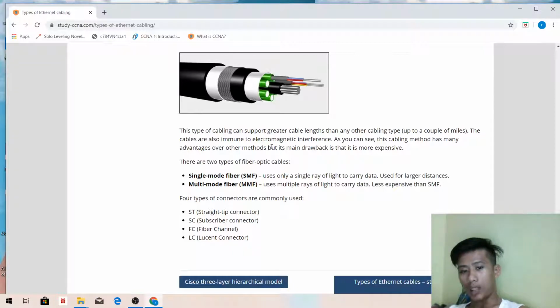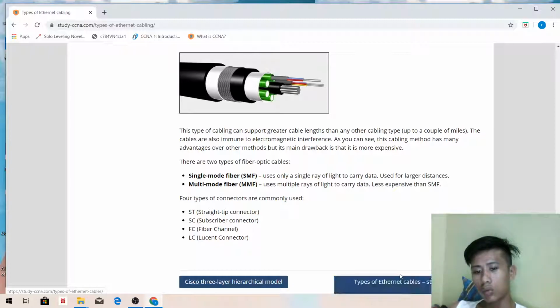Pangmalayuan daw. The multi-mode fiber, or the MMF, uses multiple rays of light to carry data. Less expensive than SMF. Pangmalakihan naman. Yung isa, pangmalayuan. Ito naman, pangmalakihan. There are four types of connectors commonly used. The first one is the ST, the straight tip connector, and the SC, subscriber connector, FC, the fiber channel, and LC is the Lucent connector.